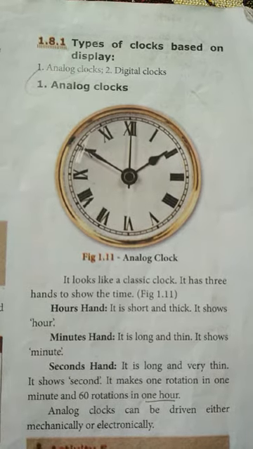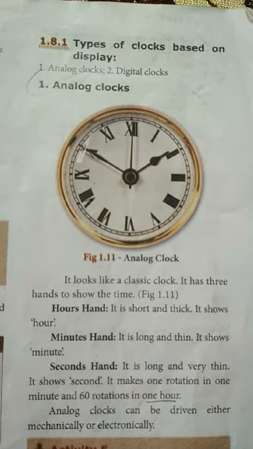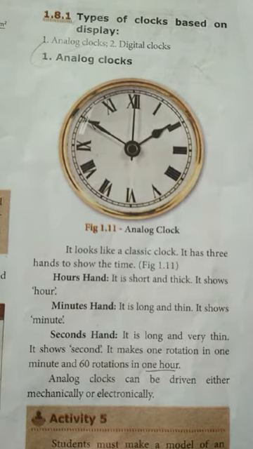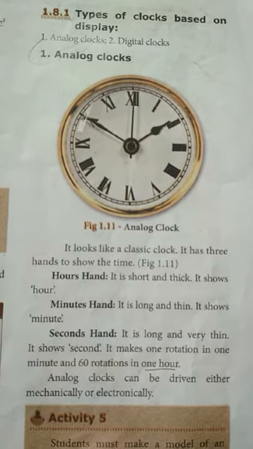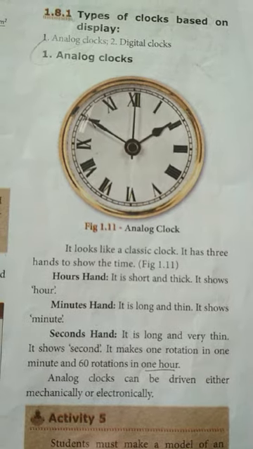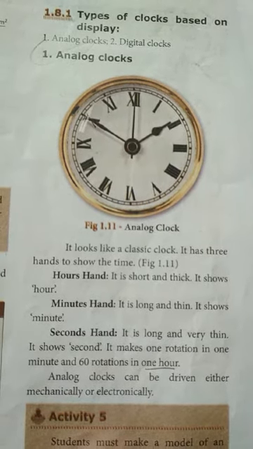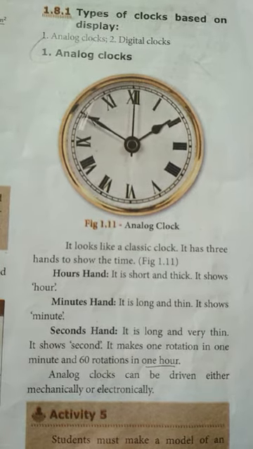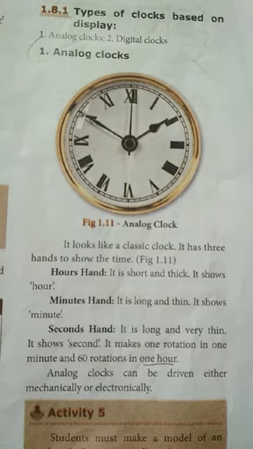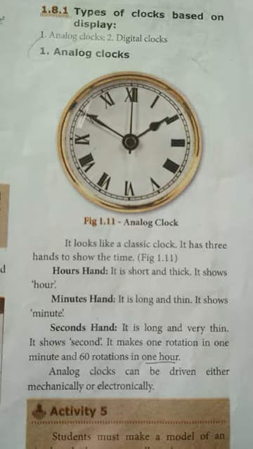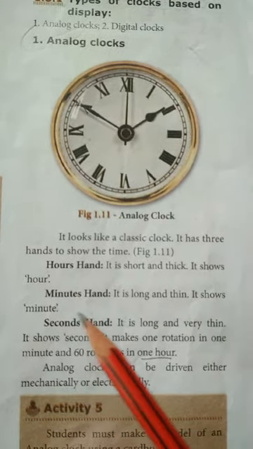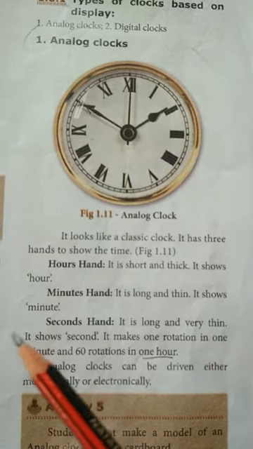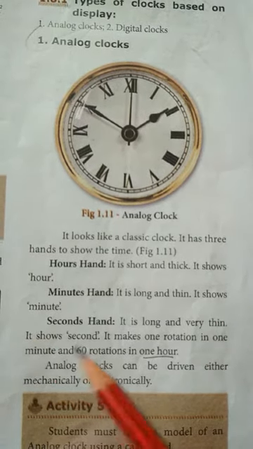Classic means old type. It has three hands to show the time: the hour hand, the minute hand and the second hand. If you see the clock, there are three hands. The first one is the hour hand. It is short and thick in nature. It shows hours. The second one is the minute hand. It is long and thin. It shows minutes. The third one is the second hand.